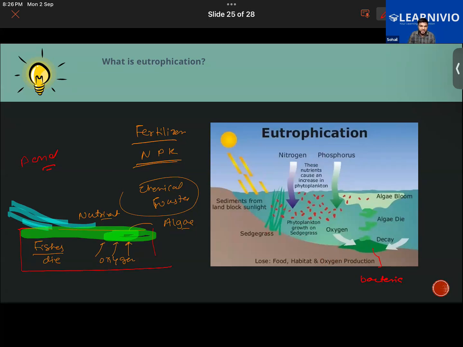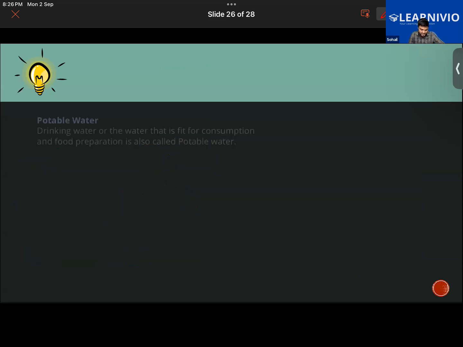So that is the thing. Mainly, what kind of nutrients will be responsible for this? Nutrients like nitrogen, phosphorus, potassium. These will be mainly responsible for this. So that is the thing.